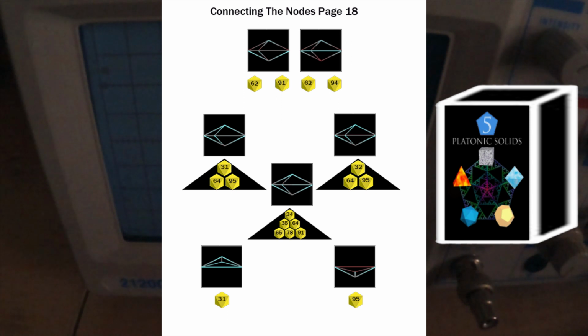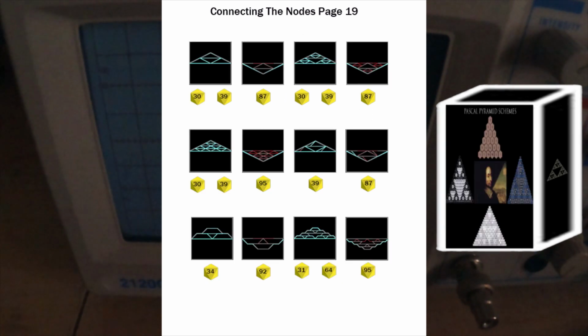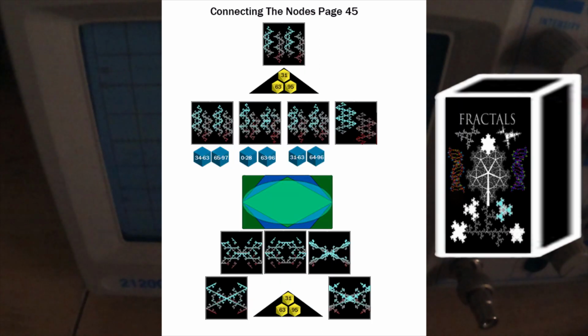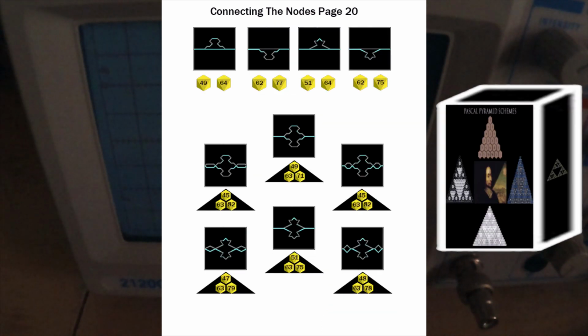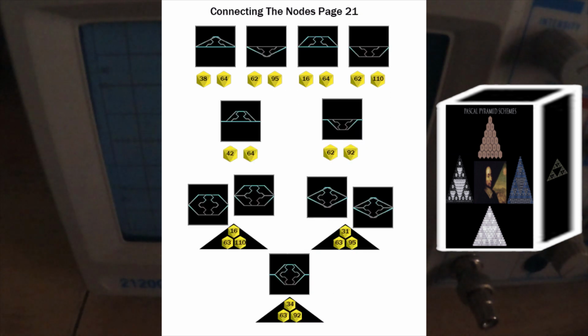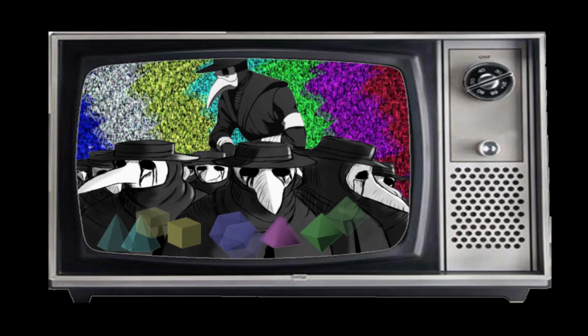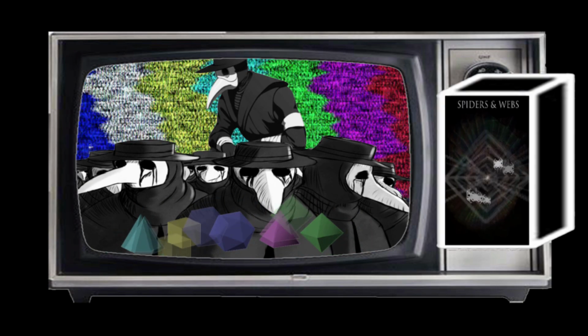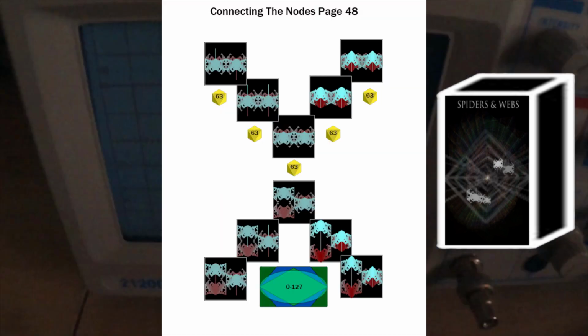Page 19, we get into Pascal pyramid schemes. Okay? So it's just a bunch of nodes. We get into four-dimensional objects, fractals. Page 20 is Pascal hex key. 21, hex locks. Okay, we get into spider web geometrics. I'll show you that real quick. I'll show you the spiders, page 48.